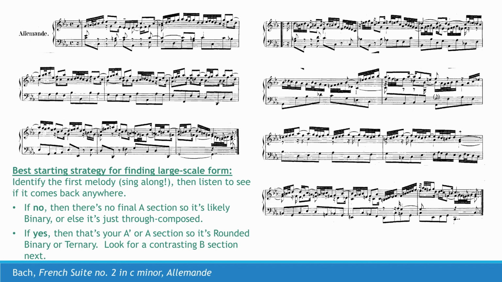So it's going to be a binary form, or it's going to be a through composed piece. Through composed means there's no form divisions. It's just all A. If your melody does come back, then that's your A or your A prime section. So that means it's either going to be rounded binary or ternary. You're then going to look for a contrasting B section to confirm that, because we know we need to have that middle section that's going to be different in that case. Let's have a listen.